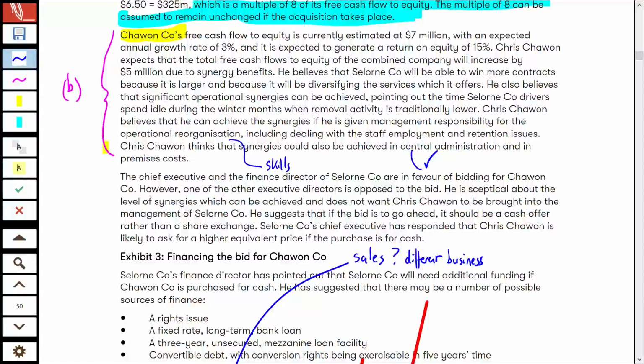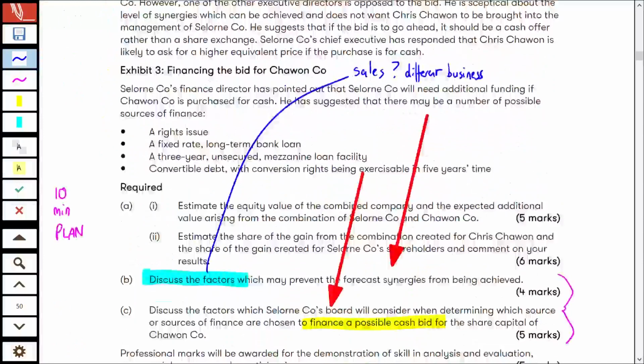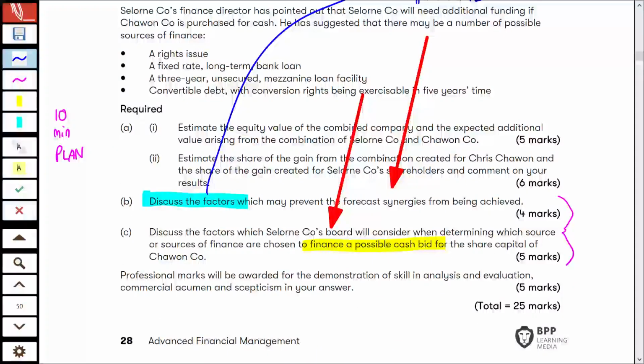So the factors that are stopping synergies from being achieved are different business, different skills, different vehicles. Other points can be made too, but a discussion of those areas, I think, would be very easily mopping up the available marks. And when you're discussing the sources of finance, it's not a general discussion of cash versus paper in terms of different ways of financing a bid, because the decision has been made here, or the issue that we're looking at here, is we need to raise finance for a possible cash bid, and how would we do that?